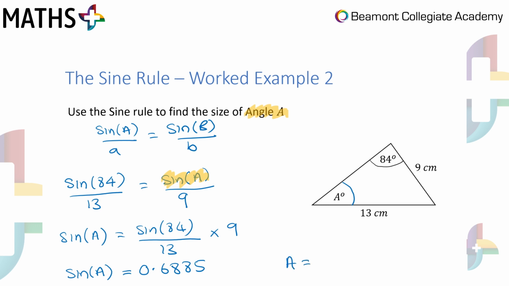So as we know, when we're finding an angle, I always need to use the inverse sine or the inverse cosine or the inverse tan, depending on which function we're using. Here we're using sine, so I do the inverse sine of my answer, and that will give me 43.55 degrees. Again, looks about right because we knew it's going to be smaller than 84 because 9 is smaller than 13. So a smaller side is opposite a smaller angle.